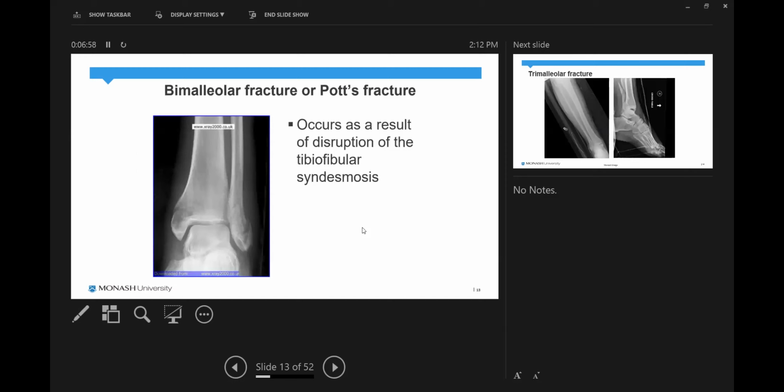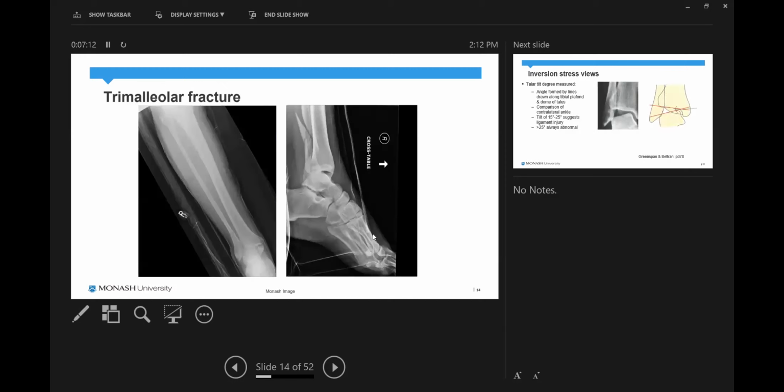So here we have a bimalleolar fracture, and here we can see there's a fracture of the distal fibula as well as on the medial side of the tibia. And trimalleolar fractures, on the AP it's easier to see fractures of the malleoli. However, for the posterior malleolar, quite often that's much better appreciated on a lateral view.